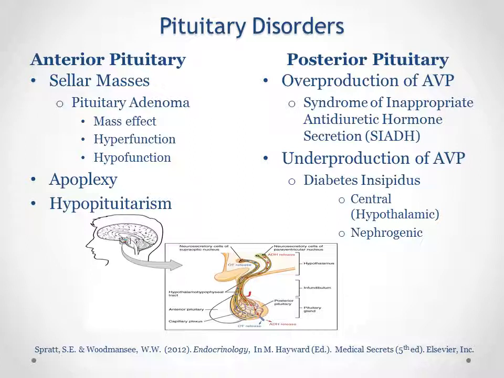These can occur up to 80% of the pituitary gland is in the anterior portion, and therefore can affect things such as hyperfunction or hypofunction, and can lead to hypopituitarism. If we look at the posterior portion of the pituitary gland, this is where you may find overproduction of AVP, which can lead to the syndrome of inappropriate antidiuretic hormone secretion, or you can see underproduction of AVP, which can cause diabetes insipidus, which may be either central or nephrogenic.